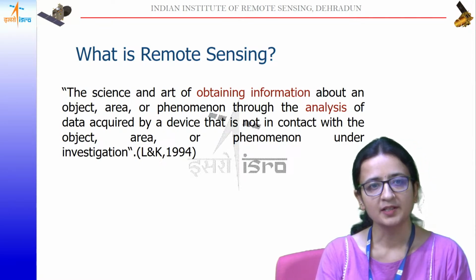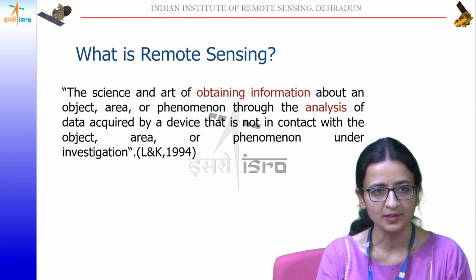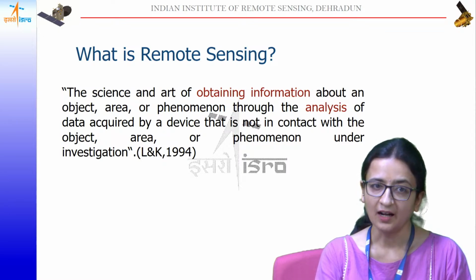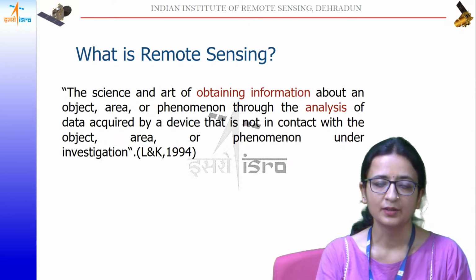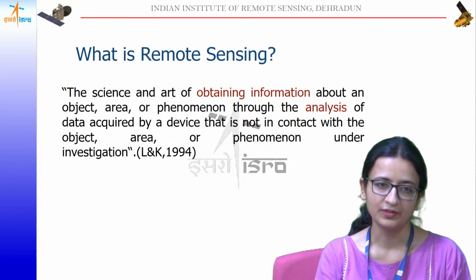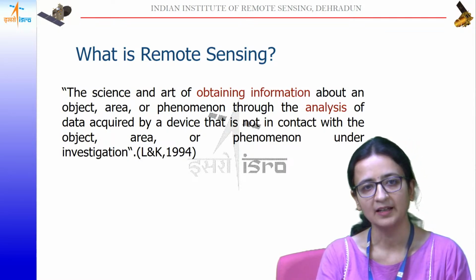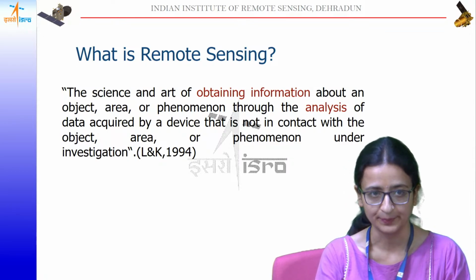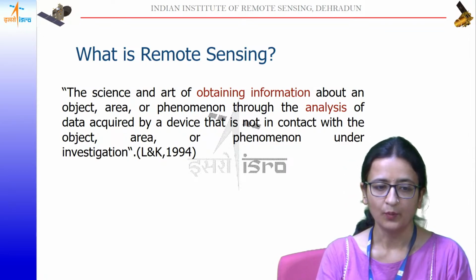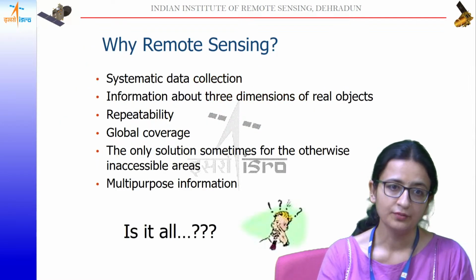It is science because this sensing involves scientific principles and we build technology to do that. It is art because remote sensing interpretation depends upon the skill of the interpreter. So, collectively, it is both science and art. In fact, it started as an art. Right, so once we have understood what remote sensing is, why should we go about it?